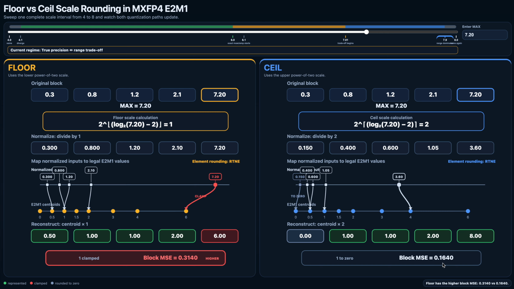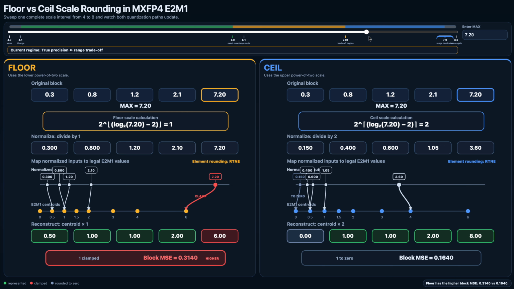Although your block MSE is smaller, on both rounding schemes there is some effect. On floor, for this particular value of max, you have a clamping or overflow. And in the ceiling, you have an underflow, where you have a clipping on the lower side, which is 0. Right? So let's try to understand this contrast. It would be an interesting experiment to understand what happens for different values of max.